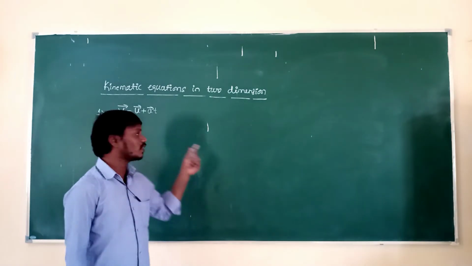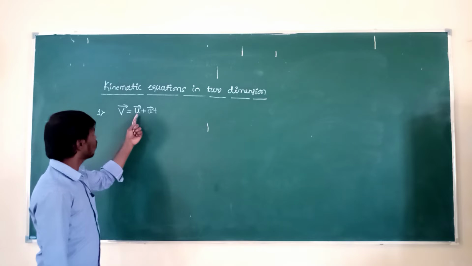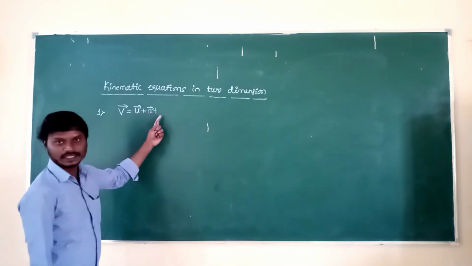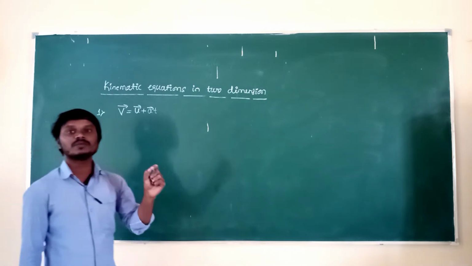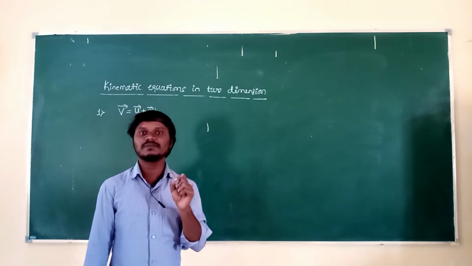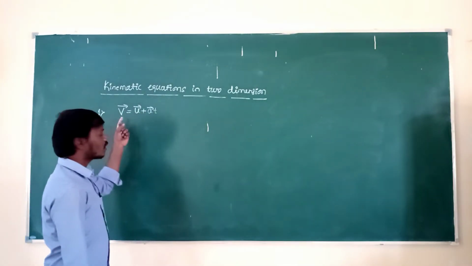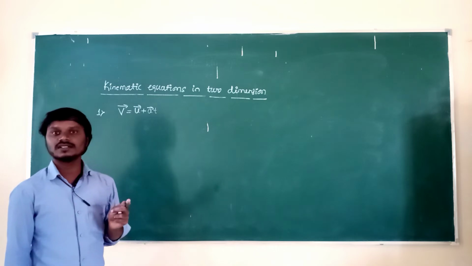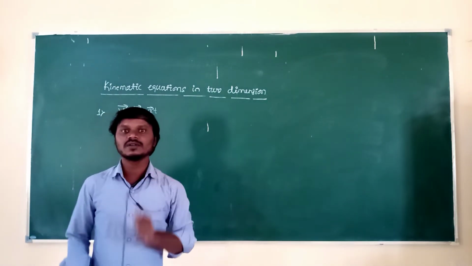So for that we will take the vector representation. Vector V is equal to vector U plus vector A into T. Then vector V can be resolved into how many components in a plane? Here vector V is the final velocity vector. So the final velocity vector can be resolved into how many components? Two components. What are those? X component and y component.